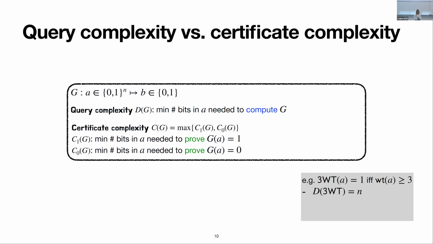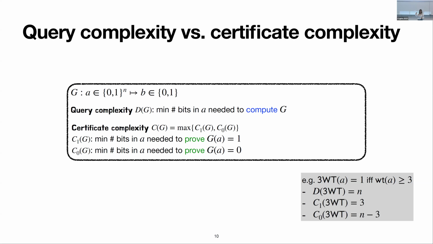Okay, and then I want to define the certificate complexity. There are a lot of formulas, but C of G is simply the max of C0 and C1, where C1 is the certificate complexity for the function evaluating to 1, meaning the minimum number of bits in the input I need to provide to prove that, given this input, G evaluates to 1. Similarly, C0 is defined to be the minimum number of bits I need to provide to prove that G of A is equal to 0.